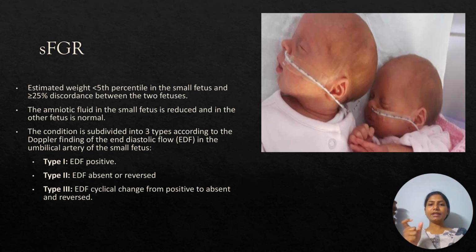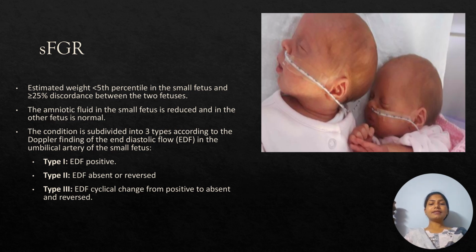So we will calculate the growth discordancy by calculating the estimated fetal weight of the larger twin minus the estimated fetal weight of the smaller twin, divided by the estimated fetal weight of the larger twin, into 100. So if this growth discordance is more than 25%, and/or if it is associated with an estimated fetal weight less than the 10th percentile of one of the twins, then this is a diagnosis of selective FGR.